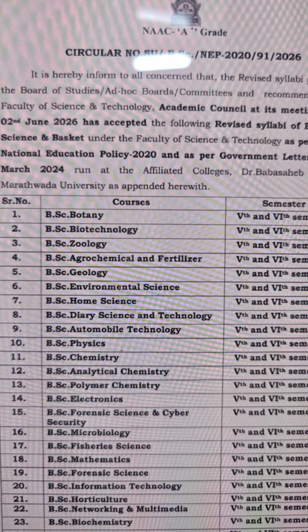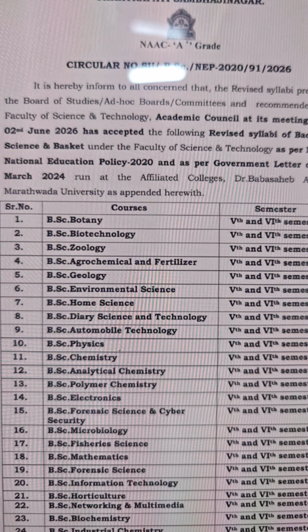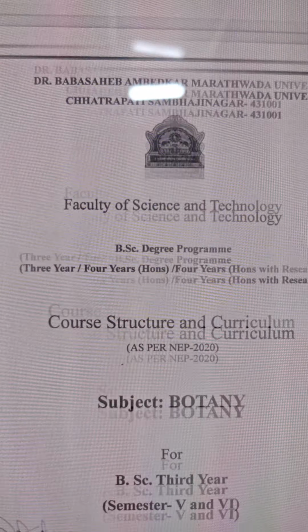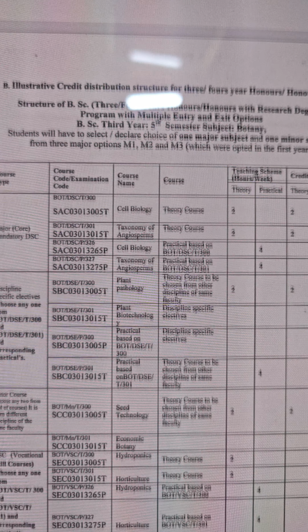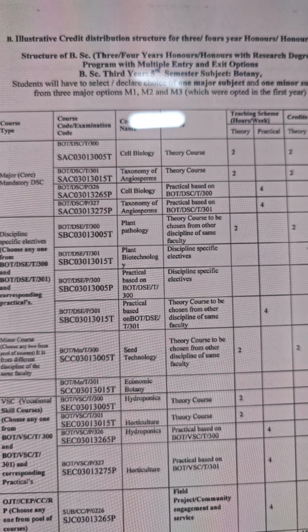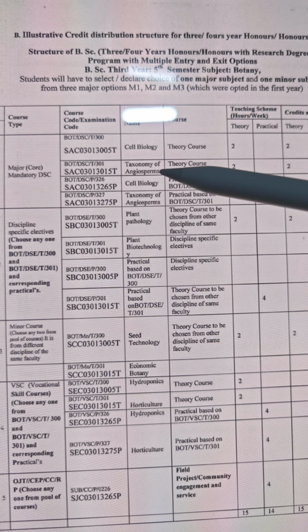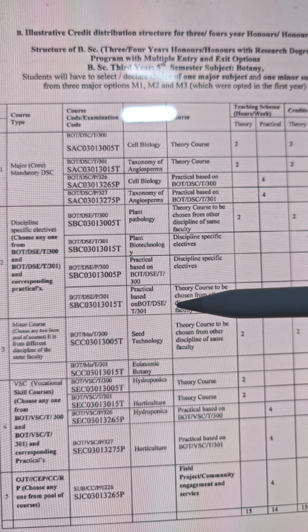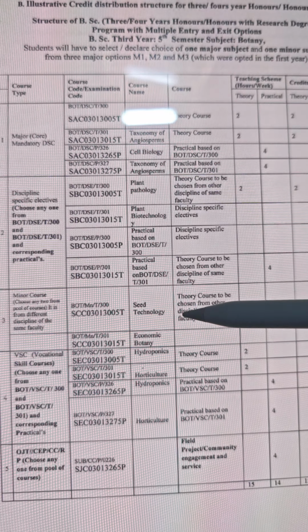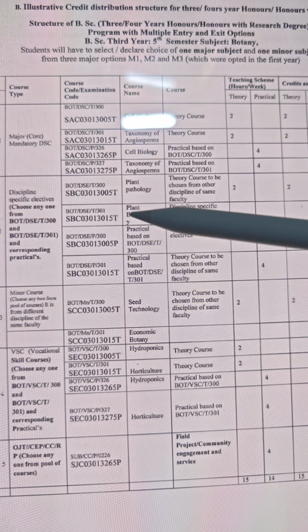For B.Sc. third year, fifth semester, we have the new NEP 2020 syllabus. If we see the structure of the third year new pattern, there are two major subjects. For this semester you have cell biology and taxonomy of angiosperms. These two papers will be there, and one will be your minor.